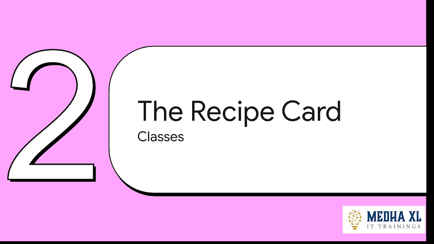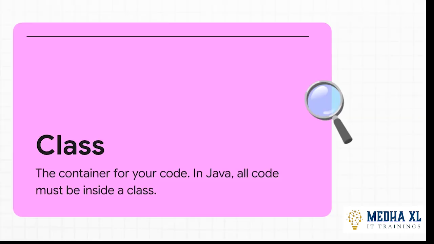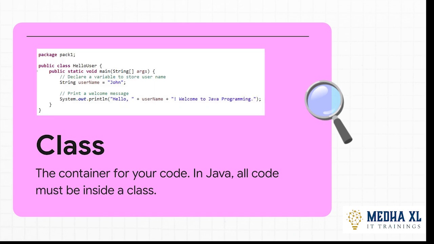In the world of Java, that container, the thing that holds our recipe, has a special name. It's called a class. So a class is literally just the container for our code. It's the recipe card. You remember that first line of code we saw? Public class HelloUser? That's all it was doing. It was just creating a brand new recipe card and slapping the name HelloUser on it. That's it. Everything else we're going to do has to live inside this one container.